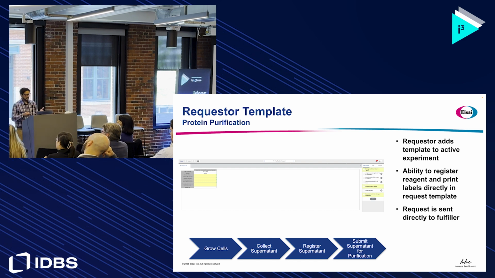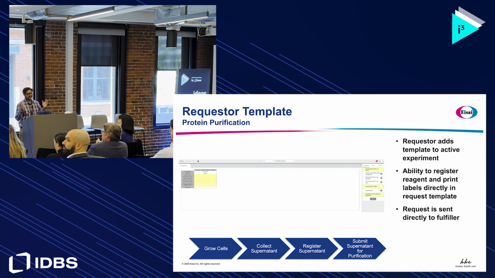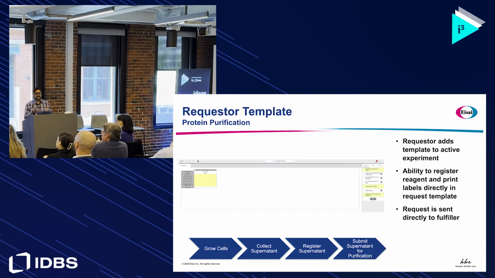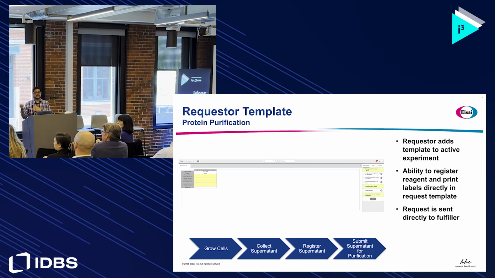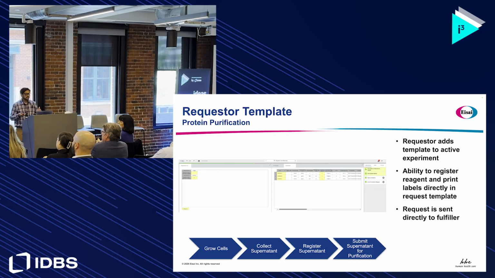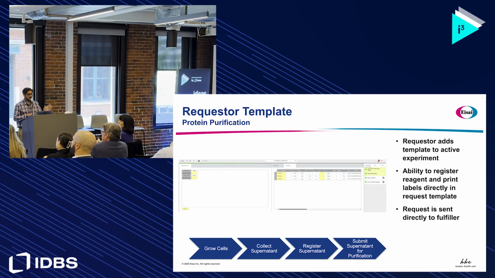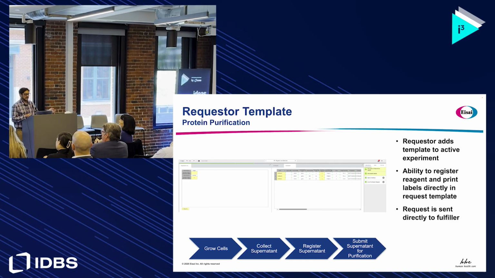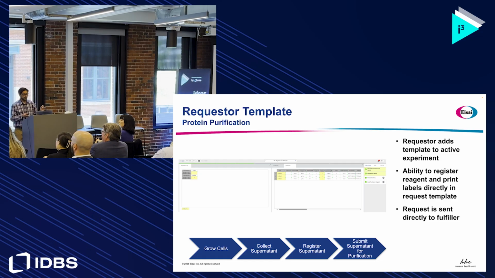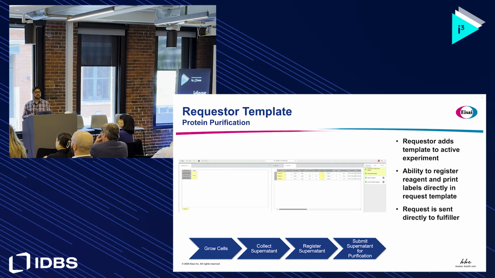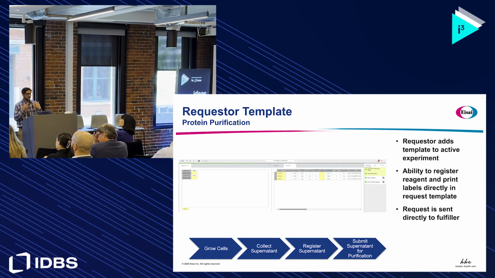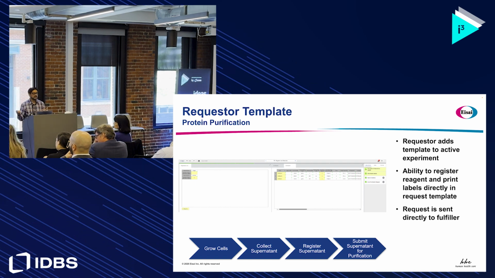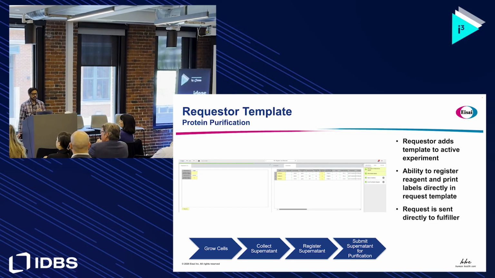So in here, we have grow cells, where we have a template, and collect supernatant, which doesn't really require a template. But then when we get to this, they need to register that supernatant so they can send it off to purification. And this is where the requester template comes in. You could have that information already registered through the cell thaw and passage workflow that we have, or you can just register it directly from the request template. So you're in the flow of what you're doing, whatever fits that person at that moment in time, they have it and they can just go.